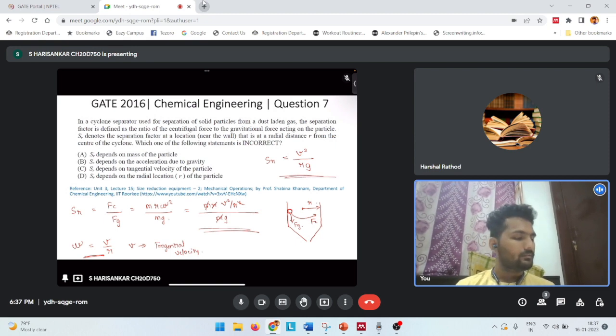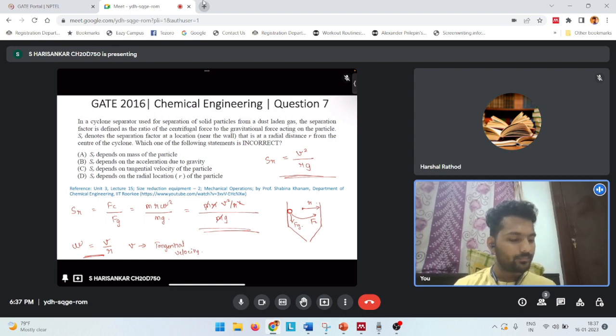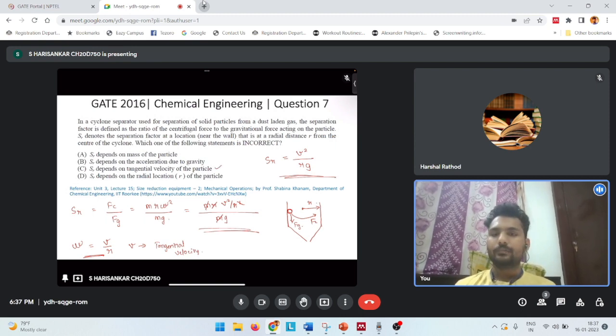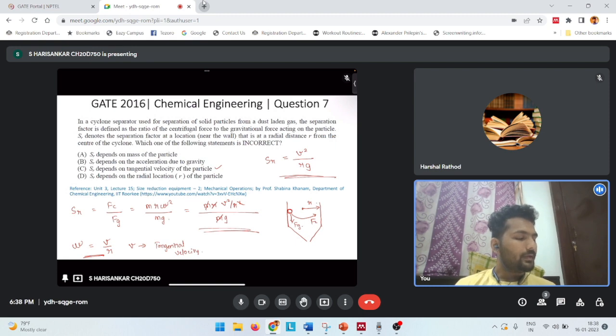Now here V is the tangential velocity of the particle. So that means SR will depend on the tangential velocity of the particle, which means option C is true. It is not incorrect. It is correct. And V square by R g, so it also depends on R, which is the radial location of the particle. So option D is also true. And g is the gravity, so option B is also true.